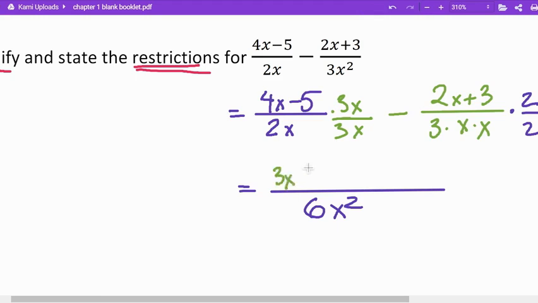I've got 3x times (4x minus 5) and negative 2 times, actually, I'll do it maybe the way you would do it. (2x plus 3) times 2.